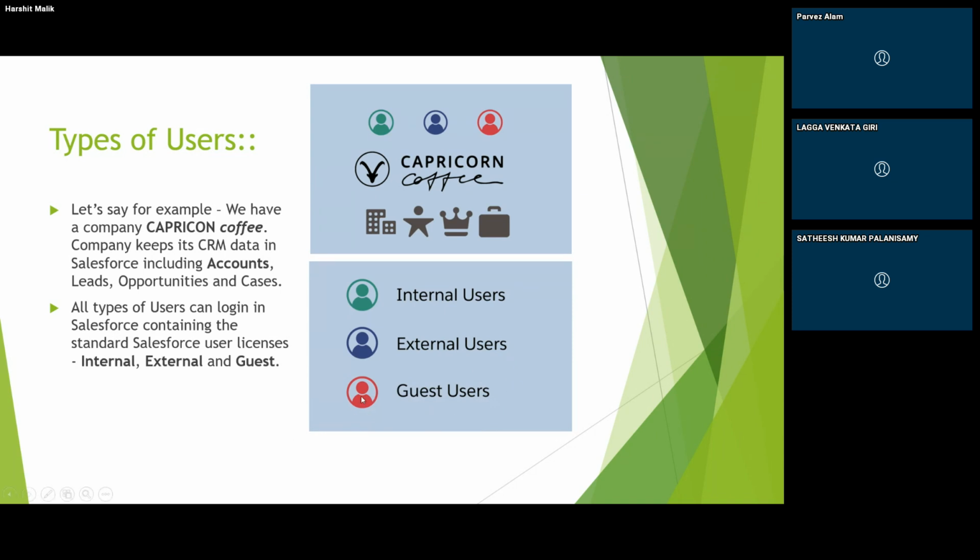Here I have taken an example of Capricorn Coffee. It's kind of CRM data, and it makes use of different objects: accounts, lead, opportunity, and cases. For this we use licenses, because for each and every object you need a license, which gives you the leverage to provide access to multiple kinds of objects. We have three kinds of users, and for every kind of user we use a license for what kind of access and objects we can provide them. So, any doubts here, guys?